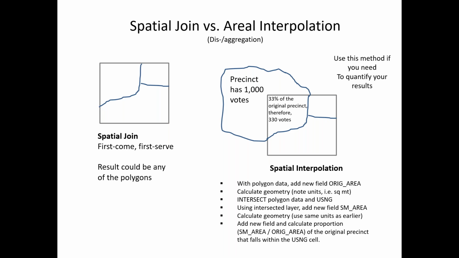So with this example, since we do this for the election map, I'll use precincts as an example. We have the fictitious precinct of 1,000 votes. And part of that precinct falls into one grid. And we've measured it and it's 33% of the land area. So we are going to assign 330 votes to that particular piece of intersected polygon.